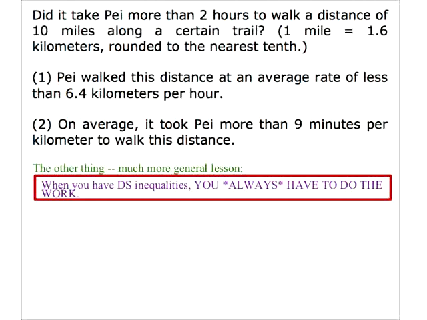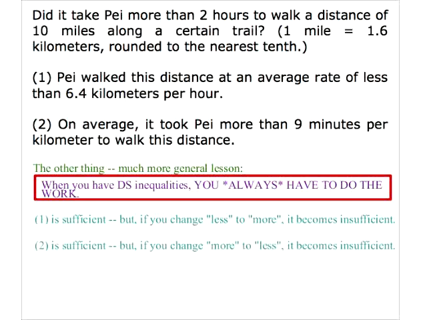But if you change less to more, it becomes insufficient. Also, statement 2 is sufficient, but if you change more to less, then it becomes insufficient. Also, if you leave the more alone, but change 9 to 7, it also becomes insufficient.